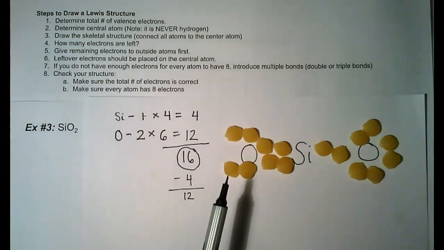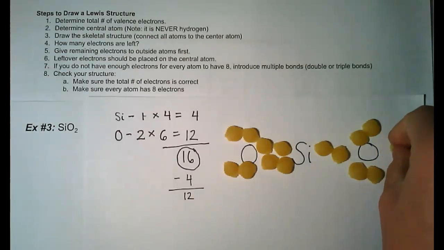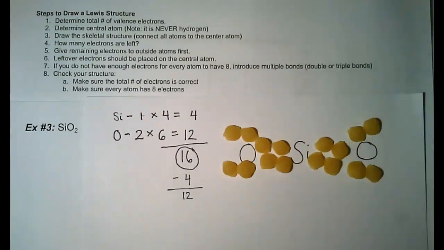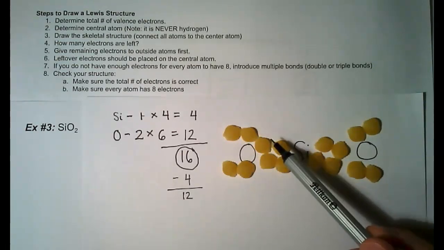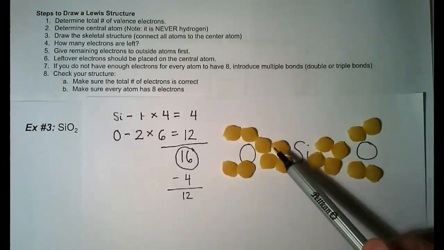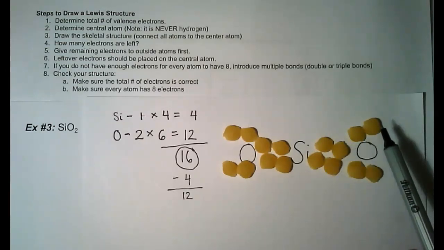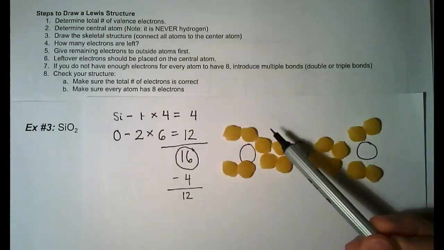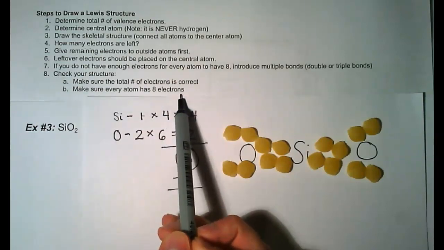So I'm not going to take that from oxygen. I'm not going to make this oxygen share more than it has to. So I'm going to take a lone pair off the other oxygen and make another double bond. So now both oxygens have 2 lone pairs and 2 bonded pairs, and silicon has 4 bonded pairs of electrons. So oxygen has 8 electrons, silicon has 8 electrons, and the other oxygen has 8 electrons. So I've kind of already done step 8. I've made sure every atom has 8 electrons.